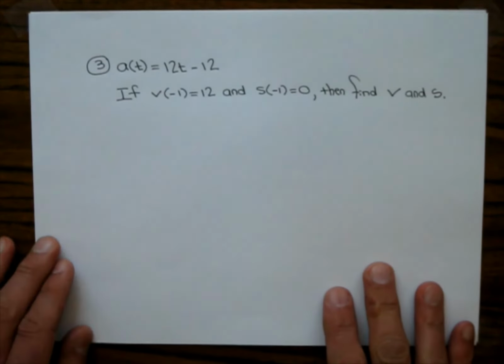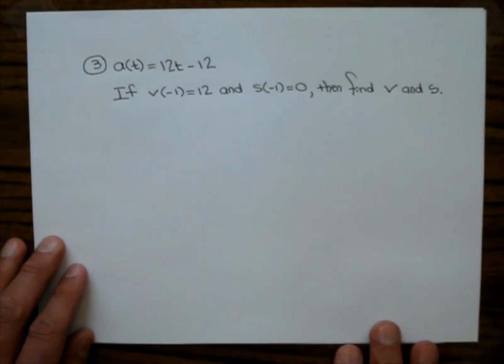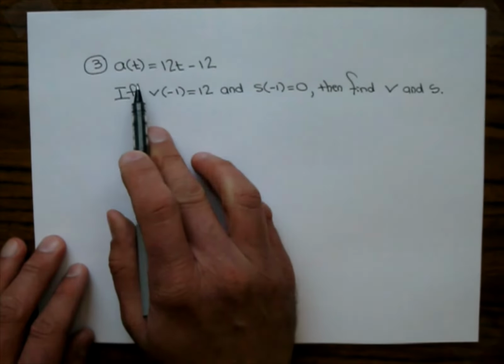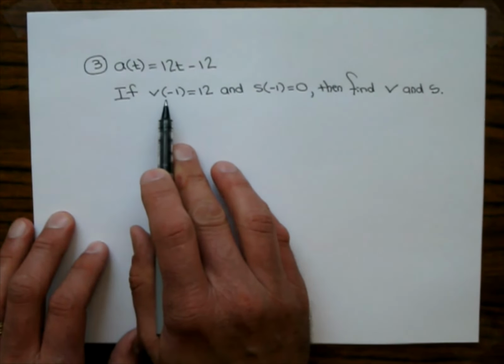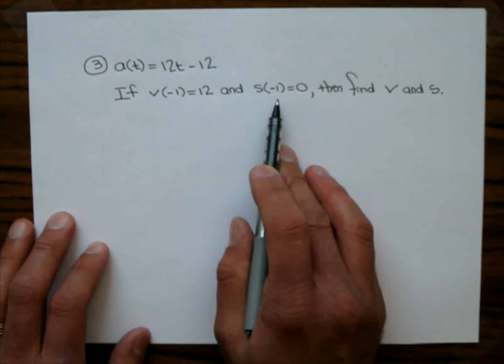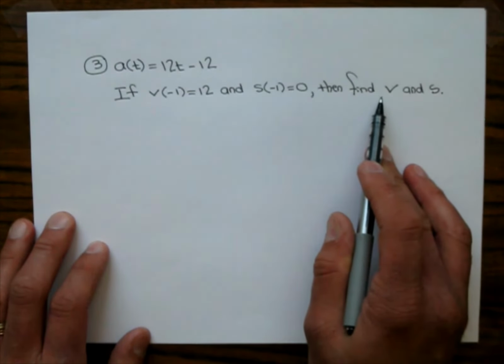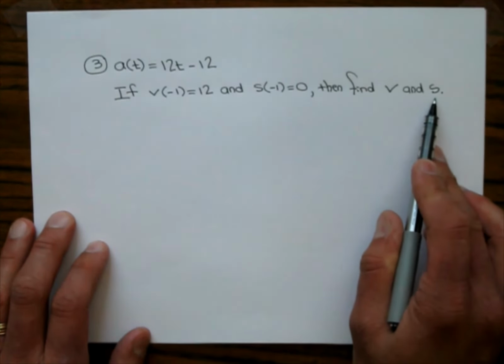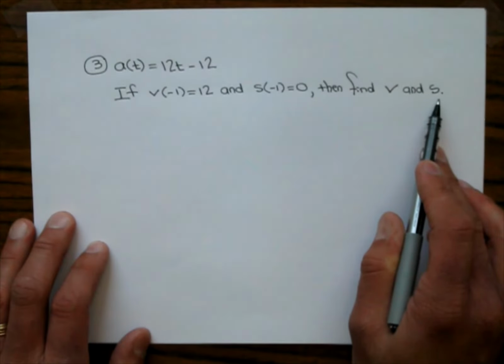And the last problem, they give you the acceleration. So you'll have a few of these in your homework. They give you the acceleration. And now we have v of -1 is 12. S of -1 is 0. Find not just S, but we're going to find v and s.